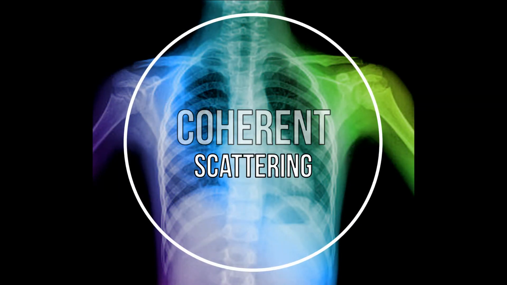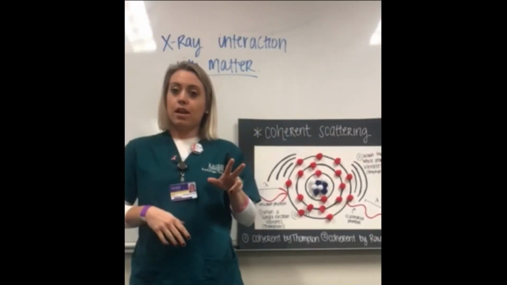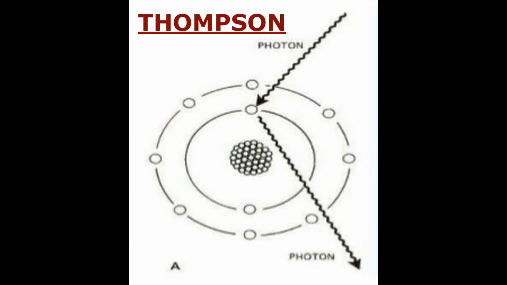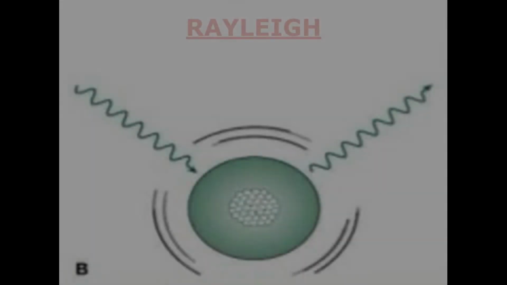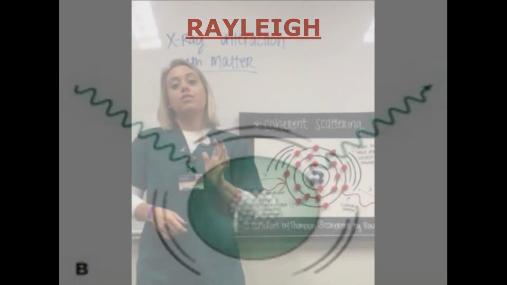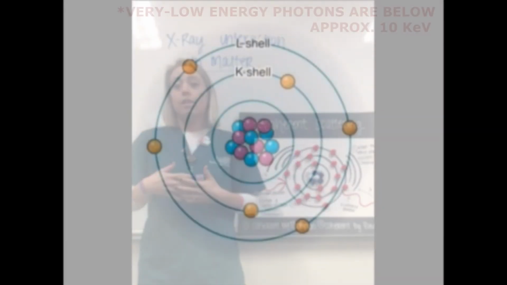The second type of interaction is coherent scattering. There are actually two types of coherent scattering, coherent by Thomson and coherent by Rayleigh. Thomson scattering is when a single electron in the shell is involved, and Rayleigh is when the entire atom as a whole is involved. This interaction occurs between very low energy X-ray photons and matter.